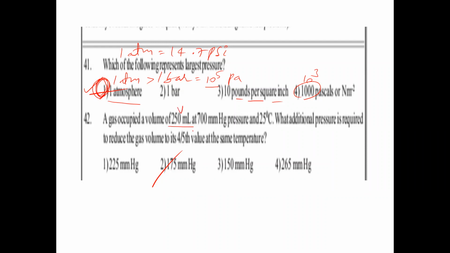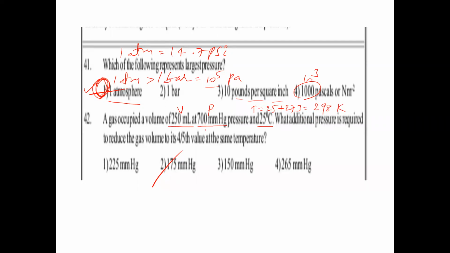Next, a gas occupied a volume of 250 ml. So volume is given to you. 250 ml volume and 700 mm of mercury pressure, millimeter of mercury. So pressure is given to you. Okay, and what temperature here? T is equal to 25 plus 273, so it is 298. So Kelvin temperature is 298 Kelvin.